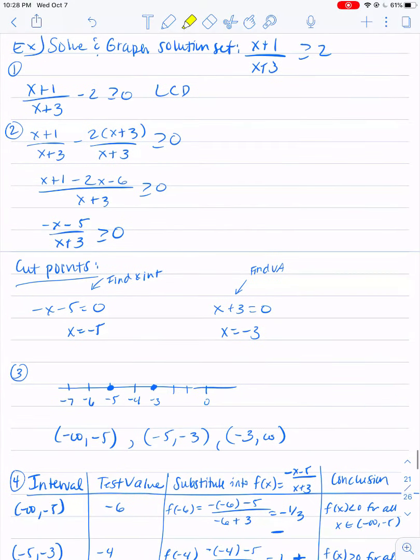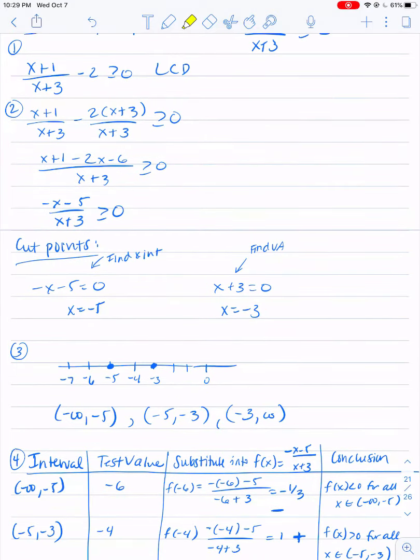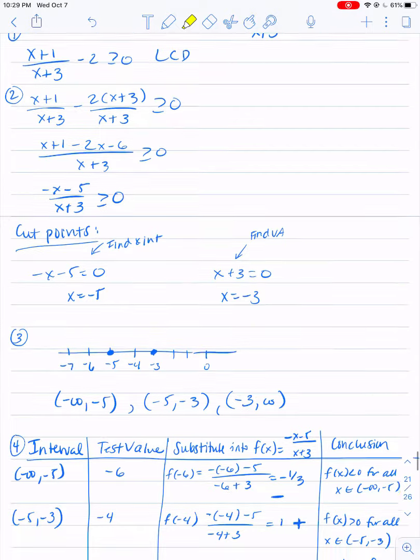endpoints satisfy the inequality. So here we're going to solve and graph the solution set of x plus 1 over x plus 3 is greater than or equal to 2. Our first step is to get 0 on one side, so I do minus 2. Then I combine x plus 1 over x plus 3 minus 2 using the least common denominator, and I get negative x minus 5 over x plus 3 is greater than or equal to 0. For my cut points, the x-intercept and vertical asymptote, I set the numerator and denominator equal to 0, so I get x equals negative 5 and x equals negative 3.